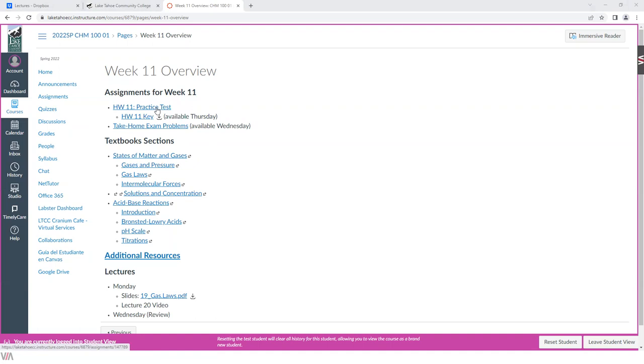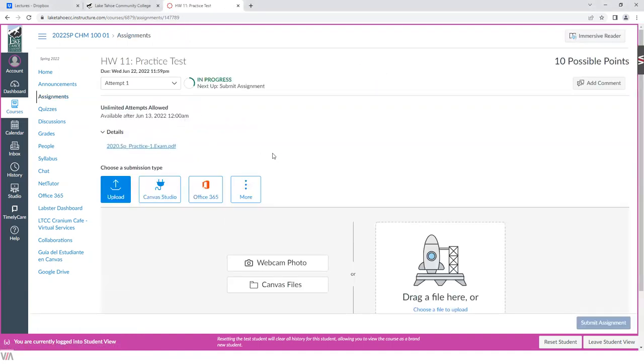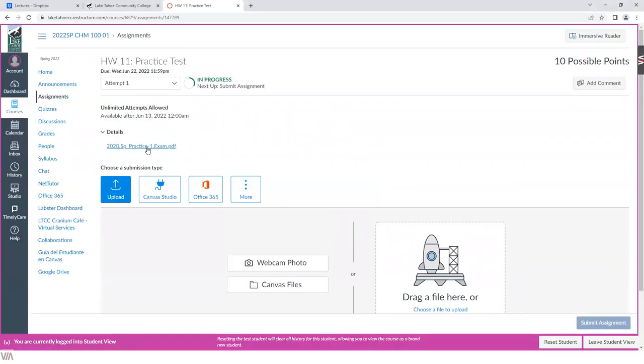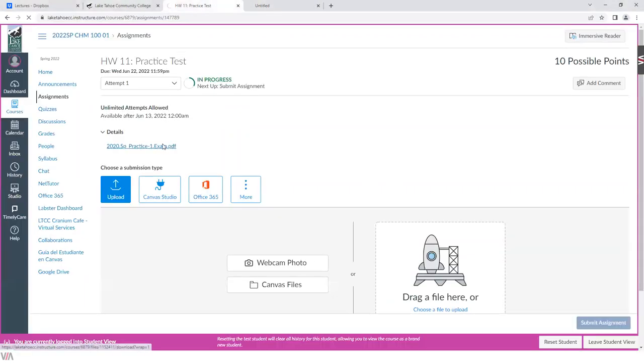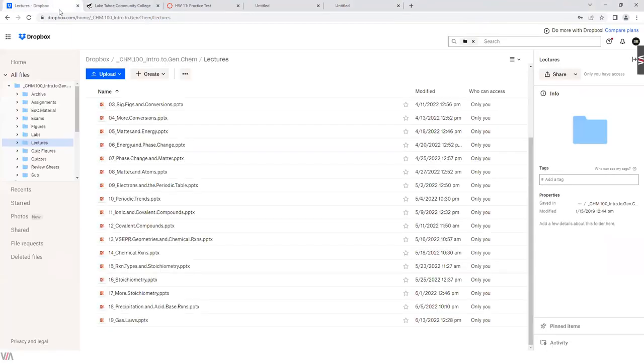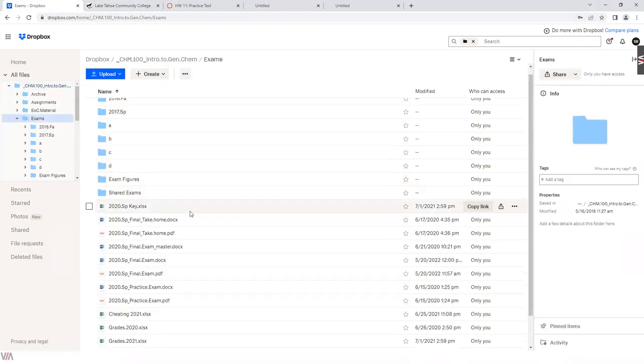The other two assignments are practice test, which says 2020, but that's just because I didn't change the file. Oh, it's because I'm in student view. You should have the, there it is. So just to give you a brief overview, if it will actually load. All right, well, I will figure out what's going on with that. I know some of you were able to open it, so it must just be an issue with this computer. And either way, I can open it this way.